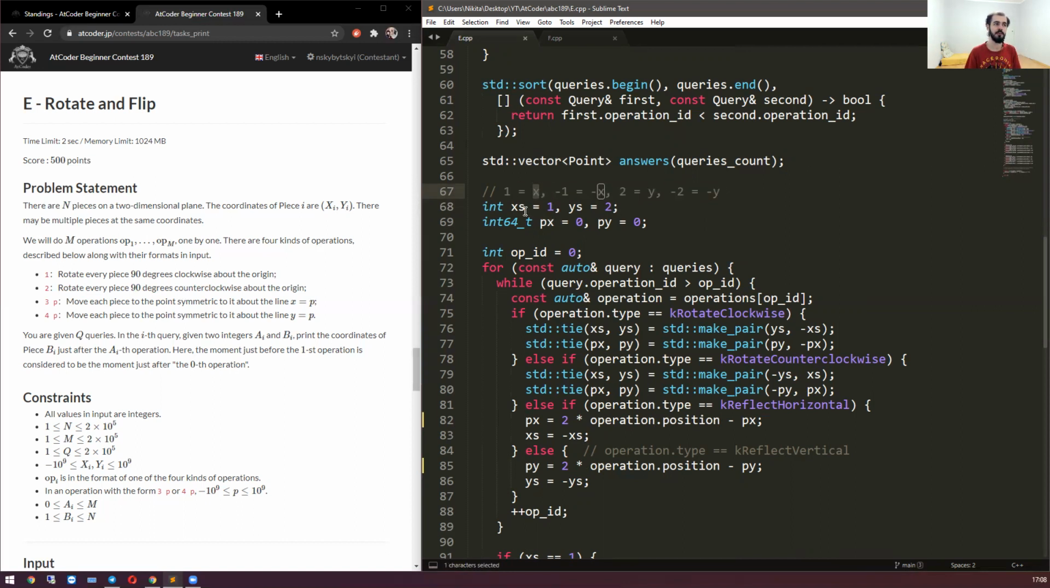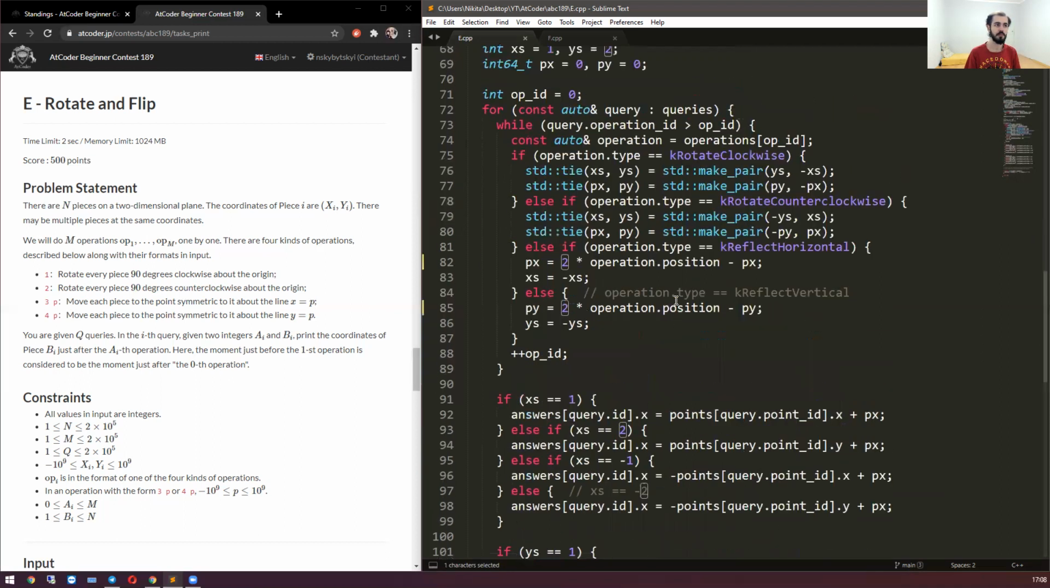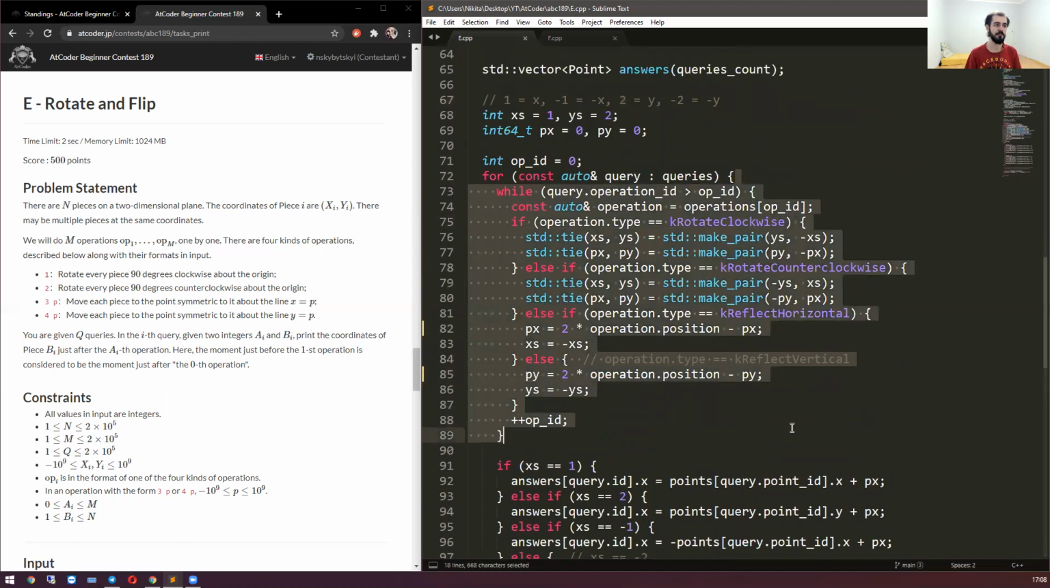So if the value of X state is 1, it means that the current X coordinate is equal to the original X coordinate. If it's -1, it means that the current X coordinate is equal to minus the original X coordinate, etc. for Y states. So minus corresponds to negative, 1 to X, 2 to Y. And this part is standard. I mean, this thinking is standard, while the operation ID, the moment for which you want to find out the answer, is greater than the current operation, you have to process the operation.